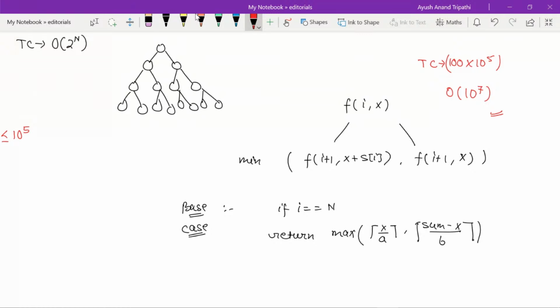No, the recursive solution takes exponential time, because for every index we have two possibilities. We either add the value to x or y. So it takes exponential time.